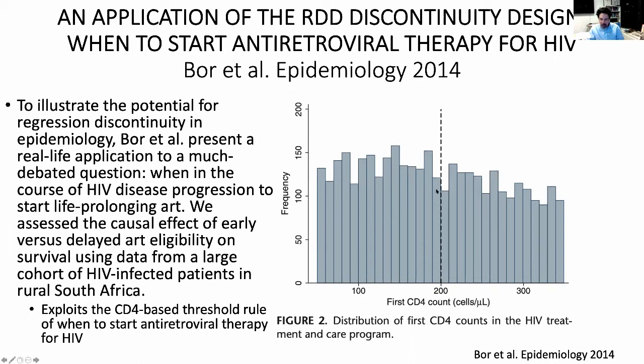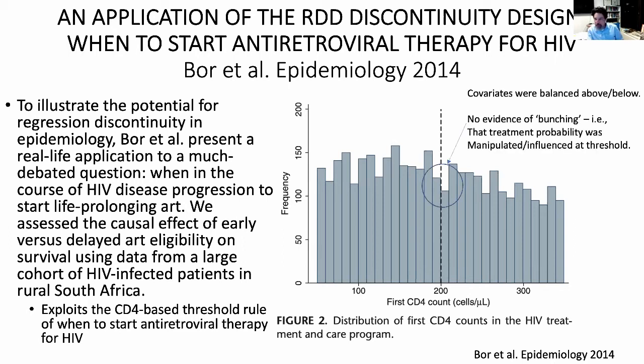And here's where you see, again, if there was manipulation of this variable by clinicians or by patients, you might expect to see a much higher distribution of patients with CD4 just below 200 than just above. In fact, what they showed is there's really not that big of a difference. No evidence of bunching of CD4 counts at the threshold of 200. So that was looking at one of the key assumptions for regression discontinuity. They also compared the characteristics of patients who fell immediately above and below this threshold, and showed that the covariates were balanced, similar to an RCT.